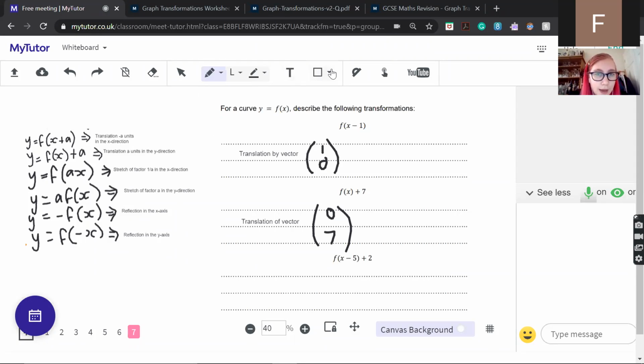Now let's think about this final one. f of x minus 5 plus 2. Two things are happening to this curve right now. We're subtracting 5 from the x and we're adding 2 to the whole thing. So let's look at it piece by piece.